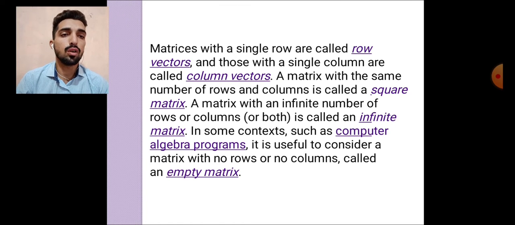Matrices with a single row are called row vectors, and those with a single column are called column vectors. A matrix with the same number of rows and columns is called a square matrix. A matrix with an infinite number of rows or columns, or both, is called an infinite matrix. In some contexts, such as computer algebra programs, it is useful to consider a matrix with no rows or no columns, called an empty matrix.